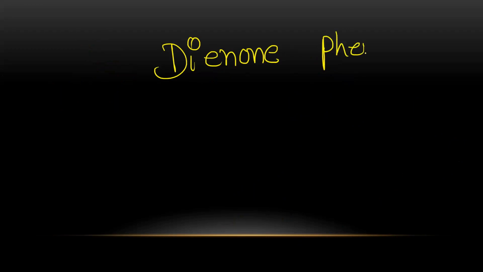Now let's start dienone phenol rearrangement. Dienone phenol. Now the name suggests di-en-one. Di means two, ene means double bond, and one means ketone. It will be converted to a phenol type of compound.